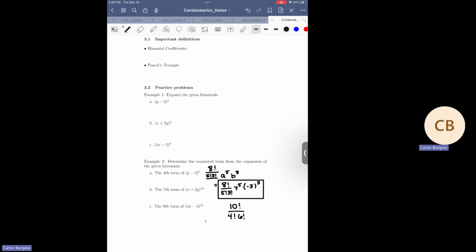And we said that A was x, A to the 4th, and B was 2y. Notice how I'm using the parentheses here to the power of 6, just to make it really clear that the 2 is getting tagged by the 6.